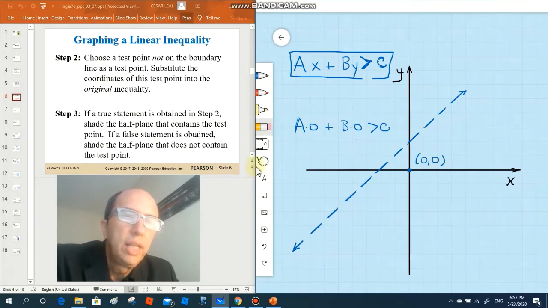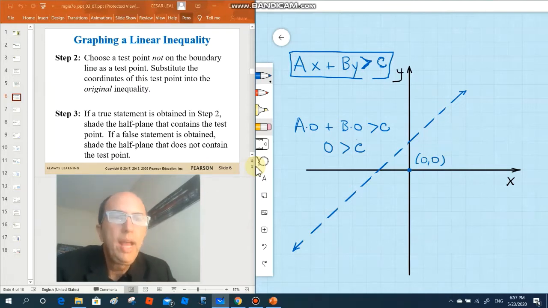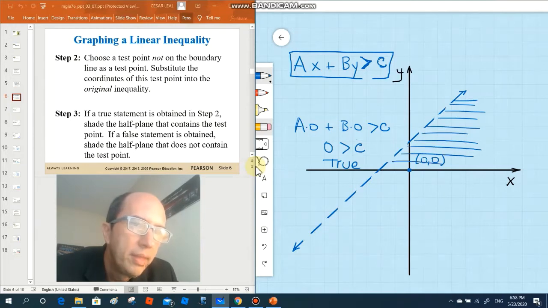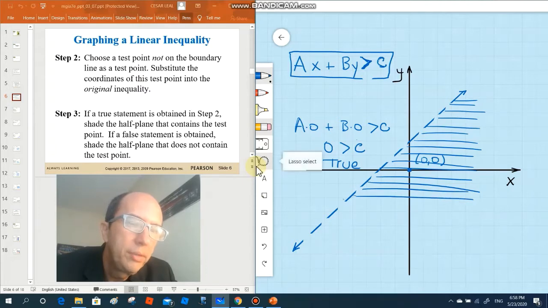Okay, this is just the line, the boundary. Now we have the inequality. And we're going to check here if this is true. 0 is greater than c. Suppose this is true. If yes, true, all this area where the point is located is the representation of the inequality.